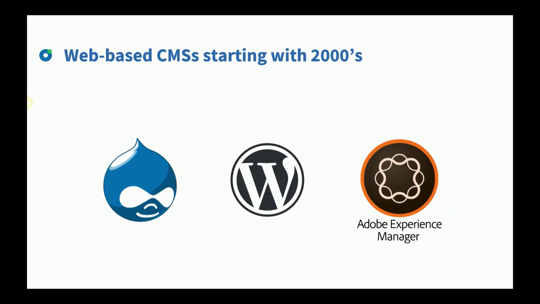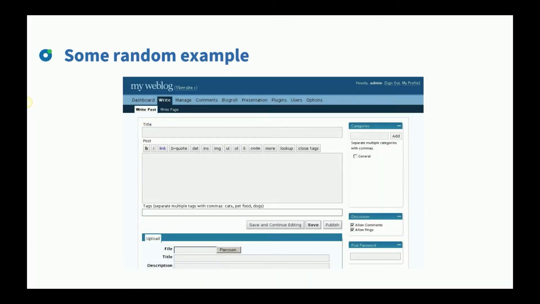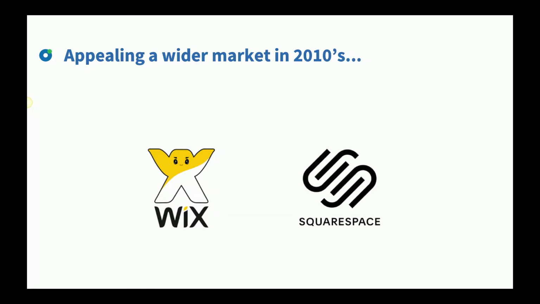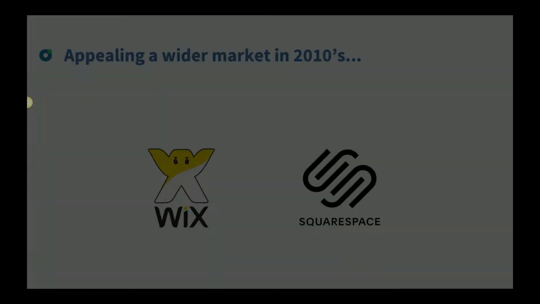Following up with the late 2010s, we go to what I call the broadening appeal of CMSs to a wider market, and these are the tools that are nowadays known as drag and drop CMSs. Two of the most well-known tools that are part of that era are Wix and Squarespace. Both of them boast millions of users, and they look like this.